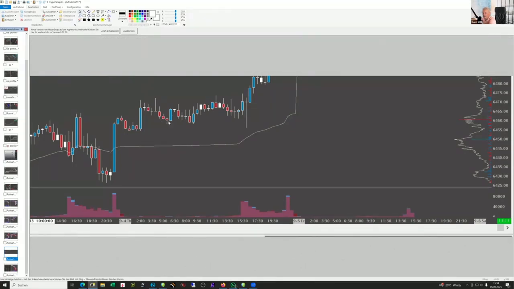Yes, can there be multiple? Yes, there can be a lot more. Look here. The white ones are inside bars. Inside means totally inside of the time frame before. Totally inside. Not with a wick over or anything else. No, totally inside. Everybody understand? And now we are running down, and now we have an inside bar. And this is interesting for me. And you can see what happened after.